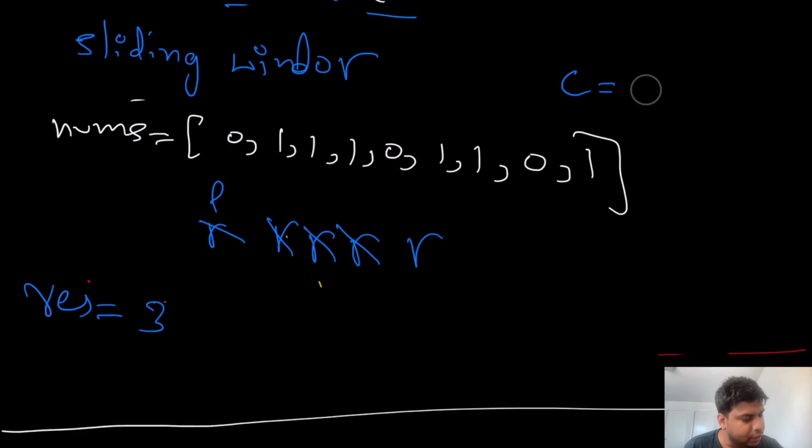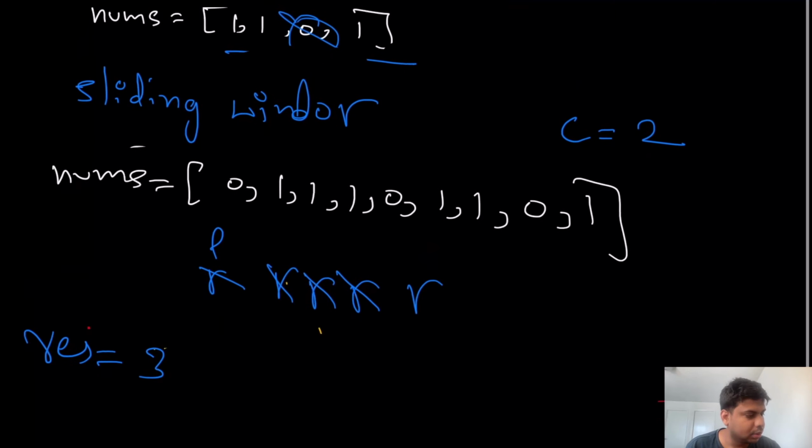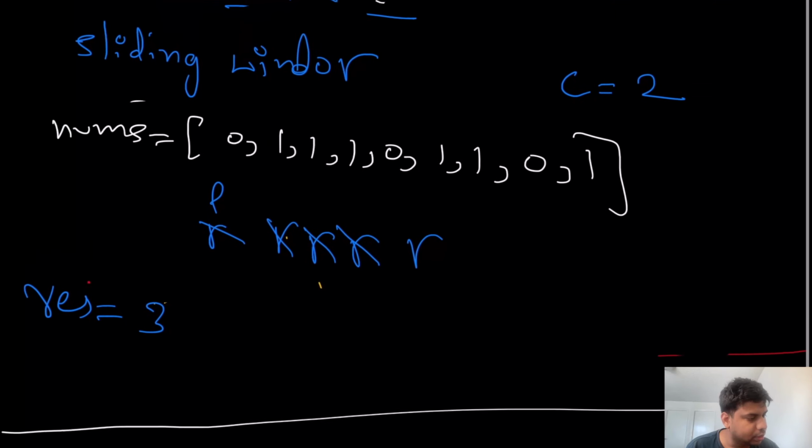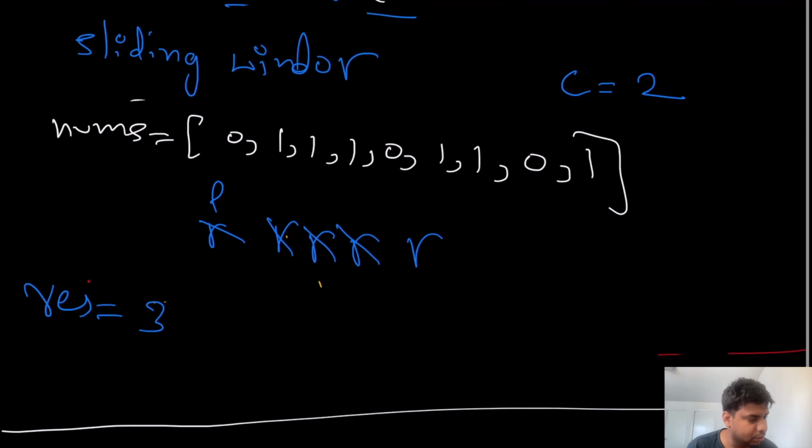Then again R will move here. Now the count will again increment because it's a 0. Now the window is no longer valid because the count of zeros can be only 1. So move L so that you surpass the first 0. What does that mean? Move this L to the next position, because there was a 0 here.